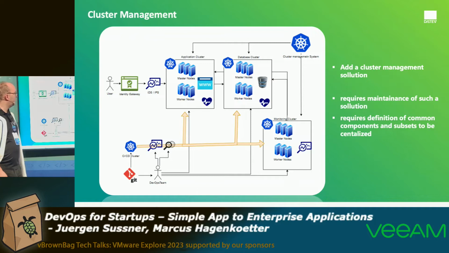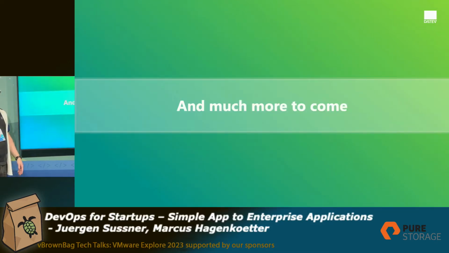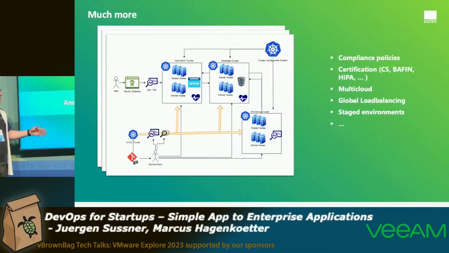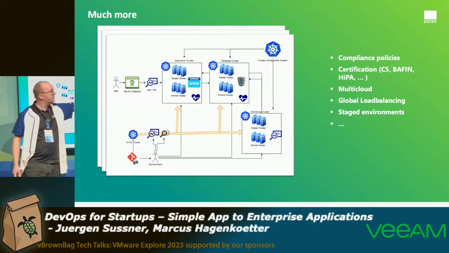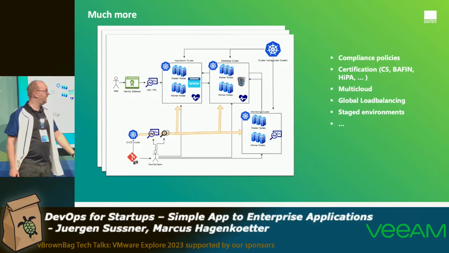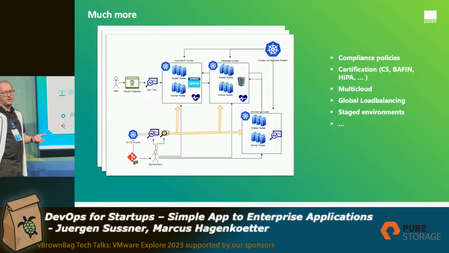And there are a lot more things you can add, maybe identity gateways, maybe IDS or IPS systems, just to protect your assets even more. And there is much more to come on this. If you think of compliance policies, like being C5 certified, like going multi-cloud, like having global load balancing, like having this environment not just once, but once per stage, a dev, a QA, a prod stage. And you will end up in quite a complex setup.